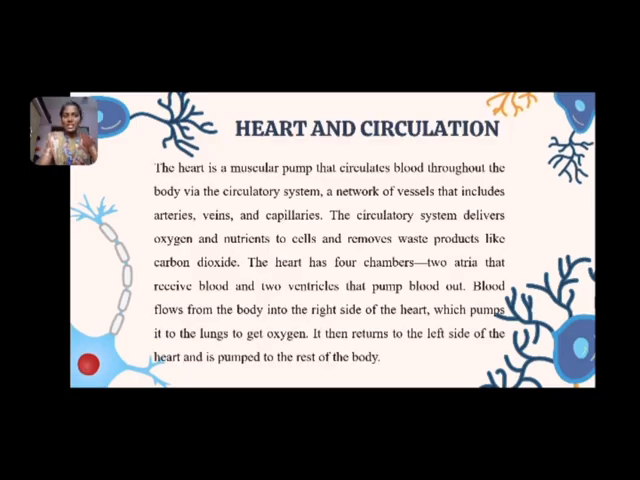And the next system, the circulatory system. In the circulatory system we learn about the heart and circulation. The heart is a muscular pump that circulates blood throughout the body via the circulatory system. A network of vessels that includes arteries, veins and capillaries carries oxygenated blood from the heart to the various parts of the body and returns carbon dioxide from the tissues to the heart. The circulatory system delivers oxygen and nutrients to cells and removes waste products like carbon dioxide.